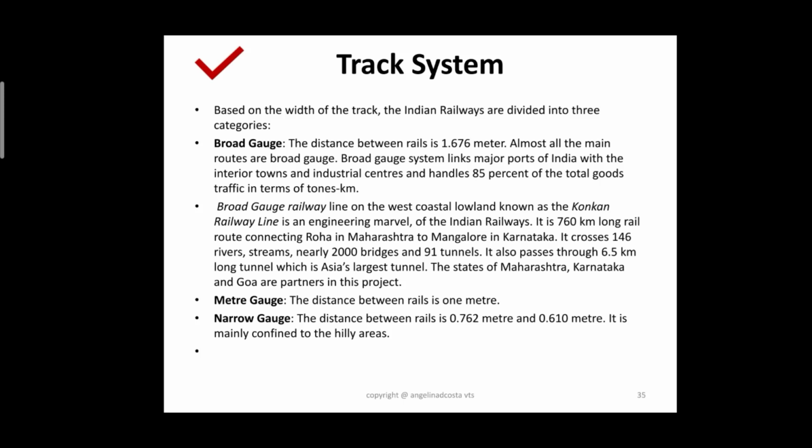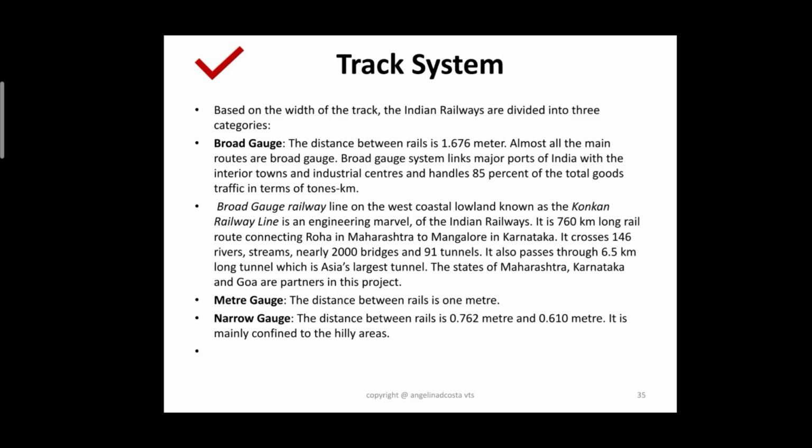Broad gauge railway lines on the west coastal lowlands, known as the Konkan railway line, is an engineering marvel of the Indian railways. It is a 760-kilometer long rail route connecting Roha in Maharashtra to Mangalore in Karnataka. It crosses 146 rivers and streams, nearly 2,000 bridges and 91 tunnels. It also passes through a 6.5-kilometer long tunnel, which is Asia's largest tunnel. The states of Maharashtra, Karnataka and Goa are partners in this project.